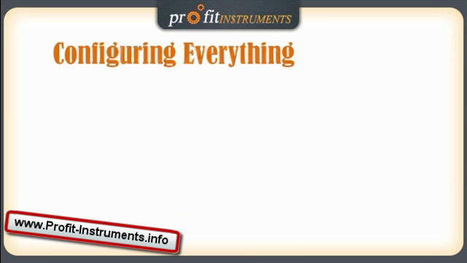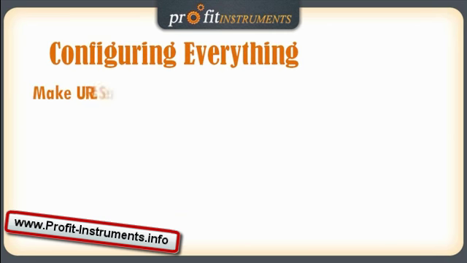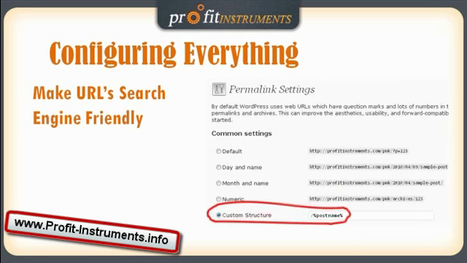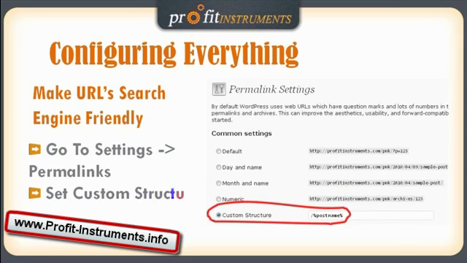Step 3. Configuring everything. First, you need to make the URLs look search engine friendly and human friendly. Fortunately, you don't need to jump through fire hoops to make this possible. Just go to Permalink Settings, fill in %postname% in the Custom Structure field, and hit Save Changes.